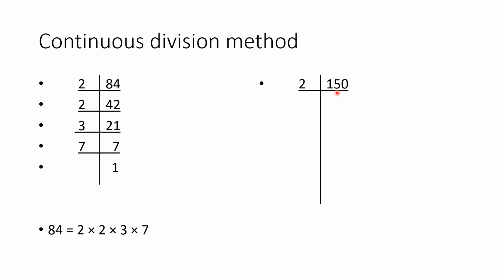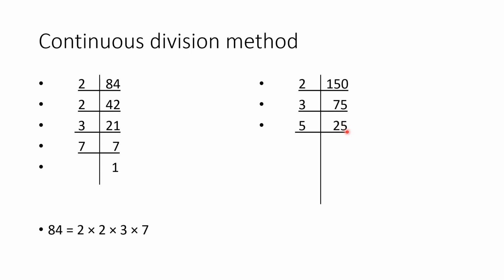Here I have taken a number 150. Now again, because 0 is at ones place, it is divisible by 2. That's why we will divide 150 by 2 and it will be 2 7s are 14 and 2 5s are 10, 75. Now we know that 75 is not divisible by 2 because at ones place there is 5. But 7 plus 5 equals 12. It is divisible by the next prime number, which is 3. So we will write 3 here and we will divide 75 by 3. It will be 3 2s are 6 and 3 5s are 15.